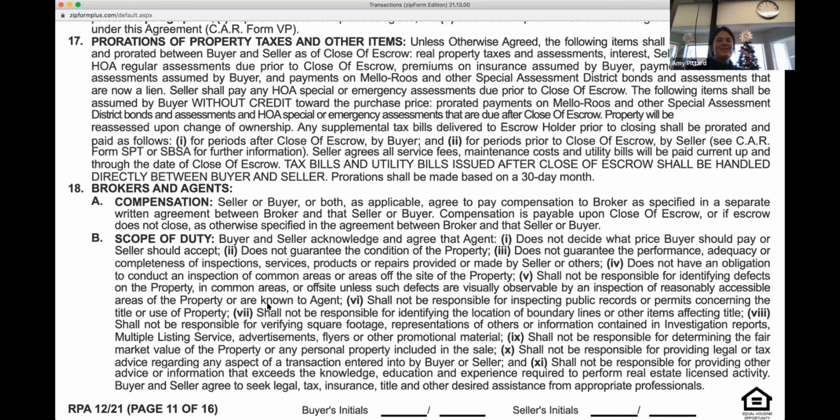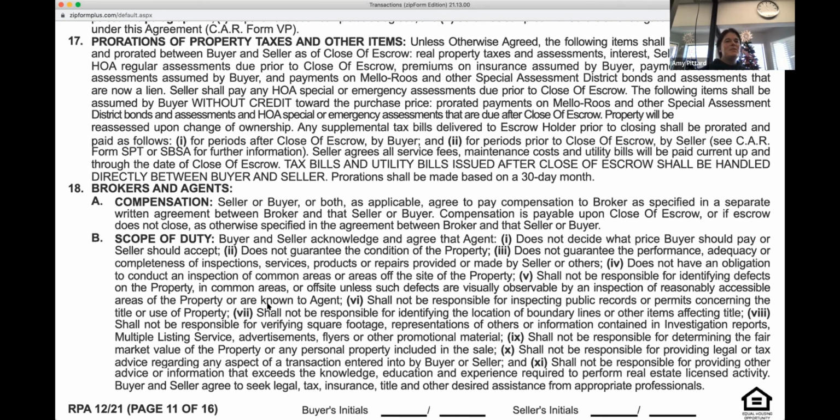Seller agrees all service fees, maintenance costs, and utility bills will be paid current up to and through the close of escrow. So that includes the close of escrow date because it's through the close of escrow. Tax bills and utility bills issued after close of escrow shall be handled directly between the buyer and seller. Prorations shall be made based on a 30-day month, even if it's February and there's less than 30 days, or August and there's more than 30 days.